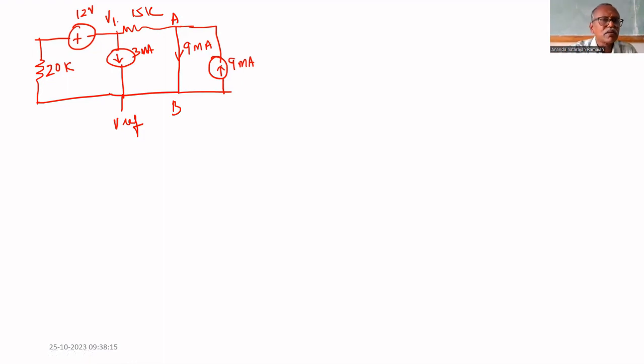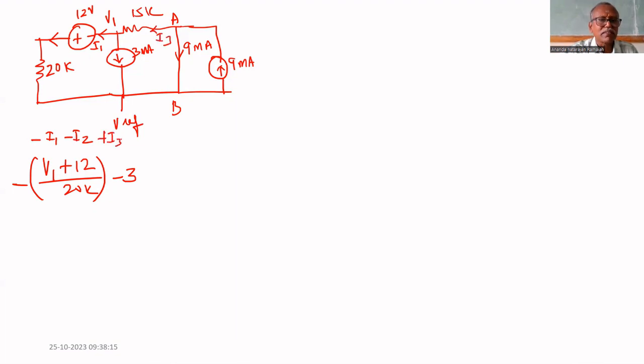Now write KCL for this junction: V1 plus 12 divided by 20K. Let us assume that current is leaving the junction, that's why the minus sign. 3 milliampere is leaving, that's why minus 3. This is I1, minus I1, minus I2, minus I3 equal to 0.